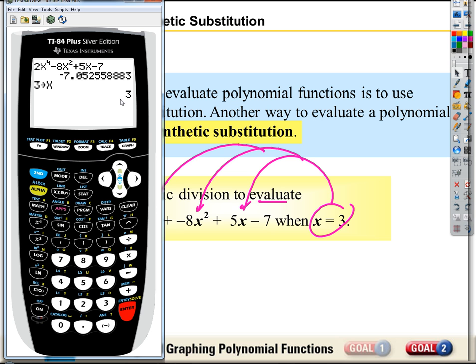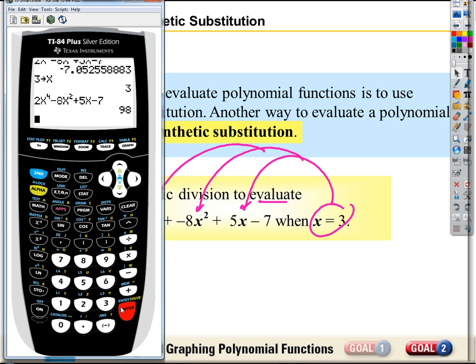So all I have to do is go back up and grab that expression and hit enter, and it'll pull it back down. And now if I hit enter, there's my answer. What it did is it took this and said, okay, x is 3. Now if I evaluate this, I get 98.